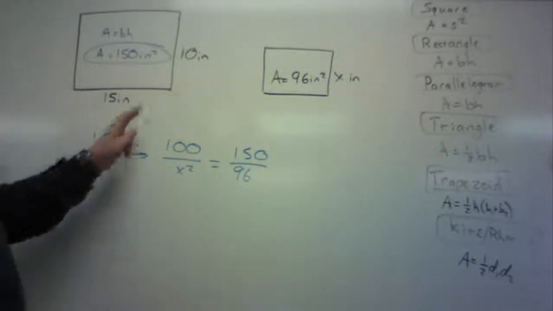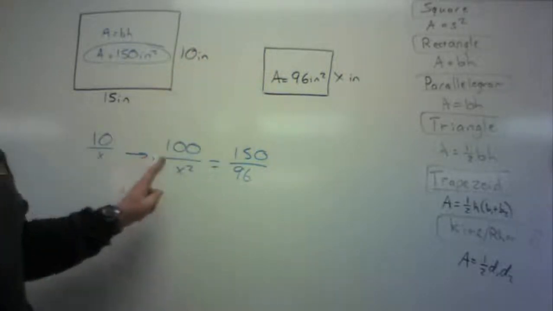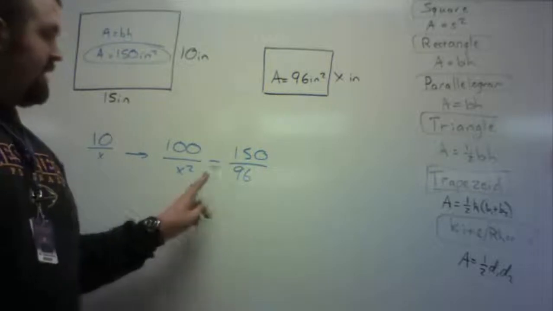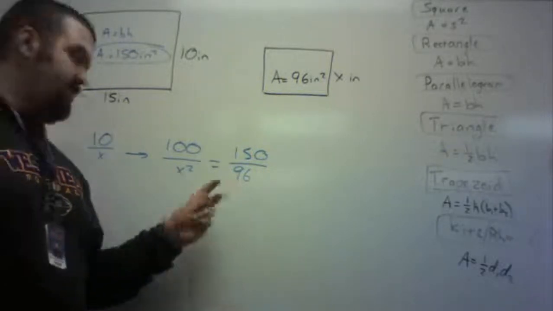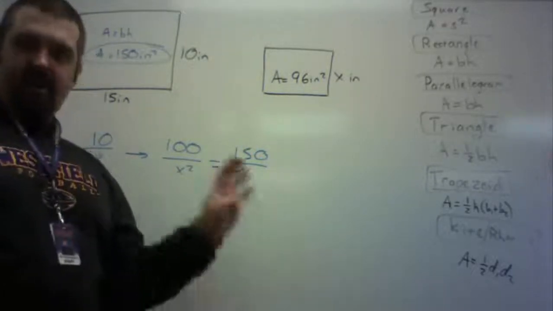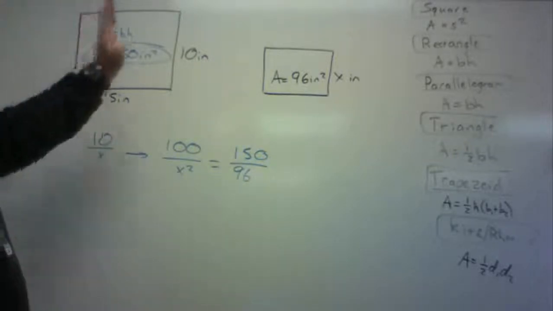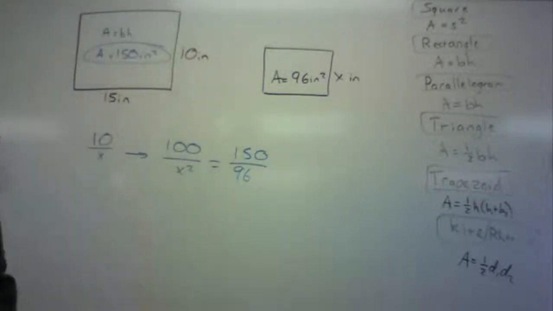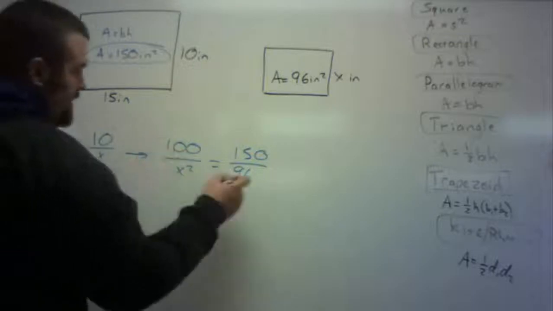So, length ratio, I made it into an area ratio. And then I set it equal to the actual area ratio. Area ratio equals area ratio. I'm good to go as long as it's consistent. Left to right, left to right. Good. So cross multiply and solve.